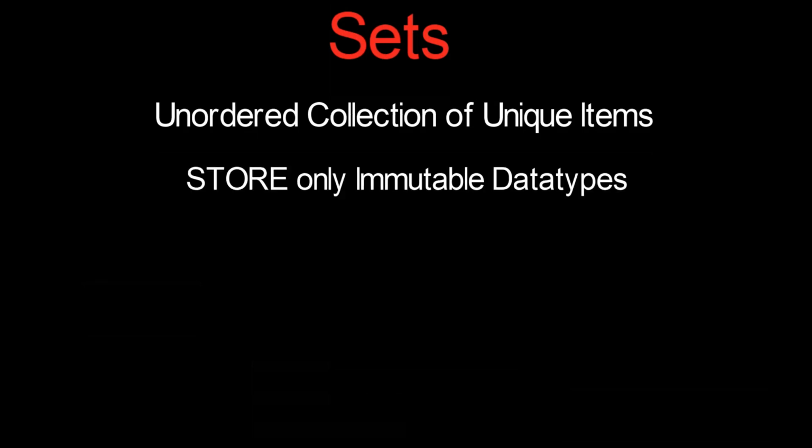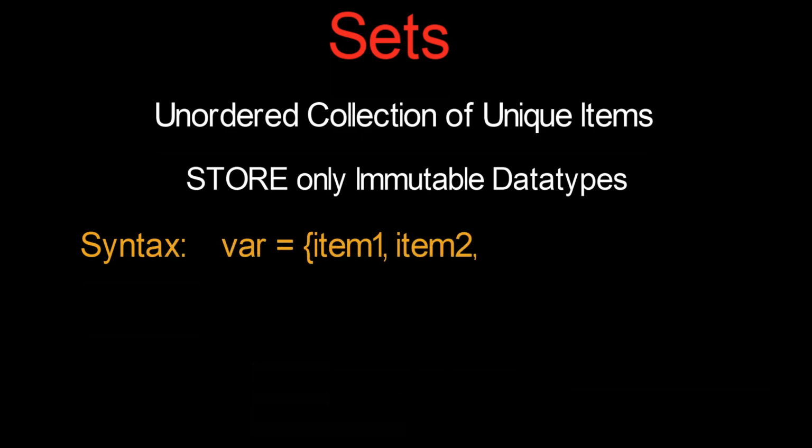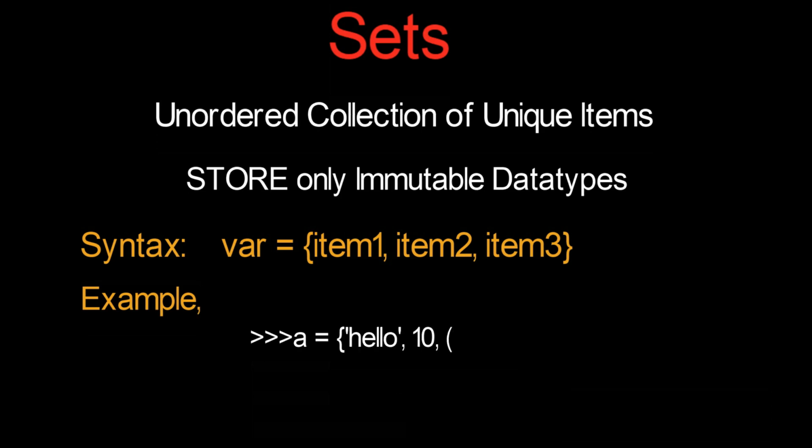They are an unordered collection of unique items. They are also represented inside curly braces, and they can hold only immutable data types. They hold only unique values, and the same values will not be repeated. The basic syntax can be variable equals item 1, item 2, item 3 inside curly braces and so on. For example, a equals hello, 10, a tuple which is 3, hi, and they are all inside curly braces.